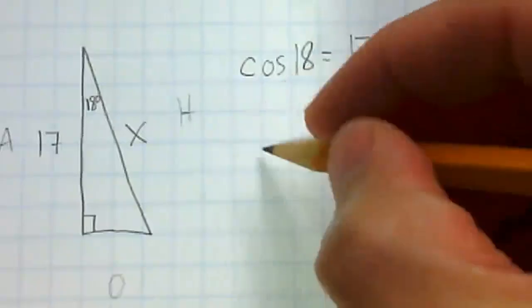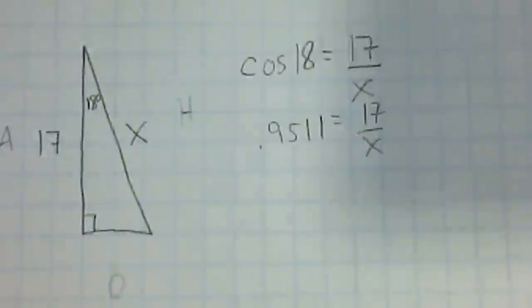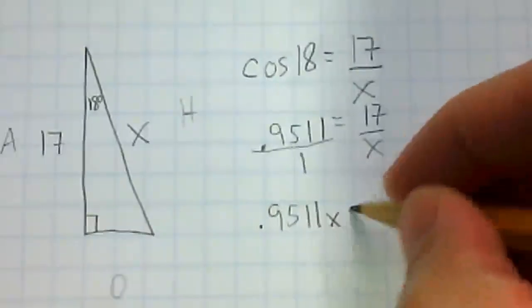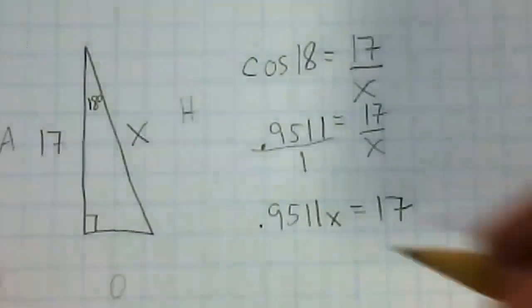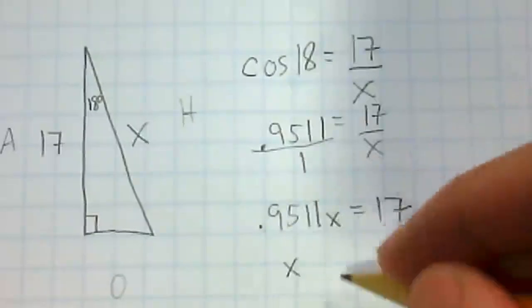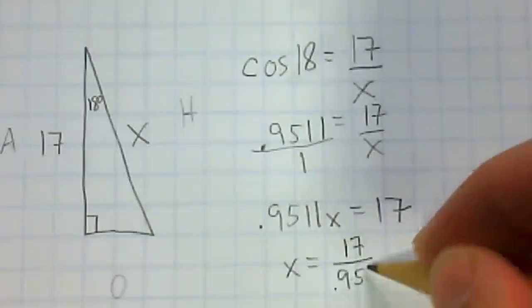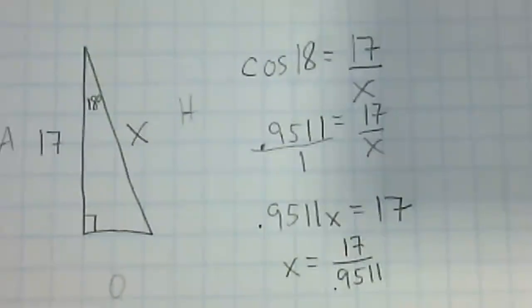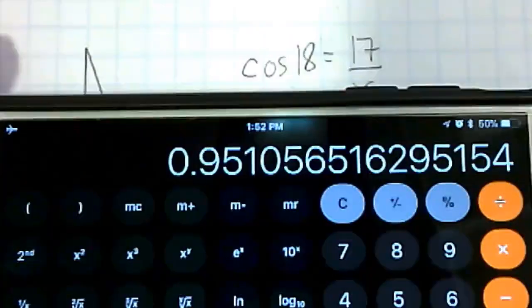All right, well, to get x by itself here, what's probably going to be helpful is to think of this 0.9511 as over 1. And then I can cross multiply. And what I get is 0.9511 times x equals 17 times 1, which is 17. And then I need to divide both sides by this 0.9511. So x is going to equal 17 divided by 0.9511. Now, that's difficult to do on your calculator, leaving it in, if you don't know the trick I'm about to show you.